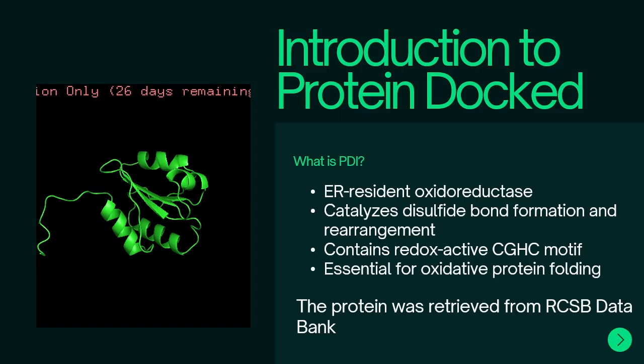It contains an active site motif called the CGHG, which is a redox active and important site for its catalytic function. Since proper folding is essential for cell survival, PDI plays a very important role in the biological context. The structure I picked was from the RCSB Protein Data Bank, and the PDB ID was 1BJX. Prior to going to RCSB, I took the protein ID from UniProt.